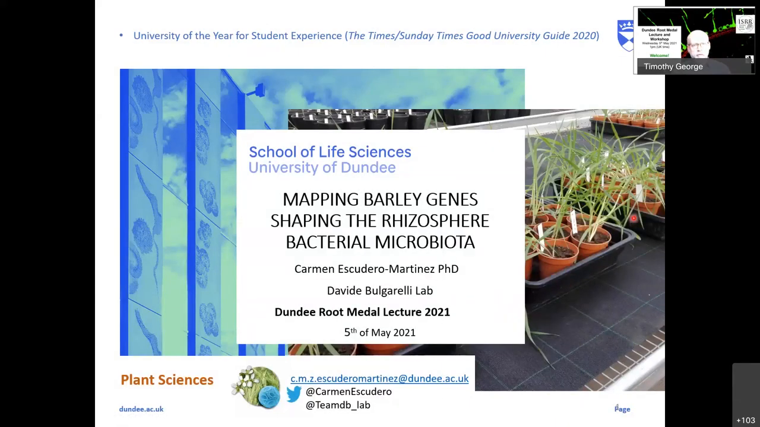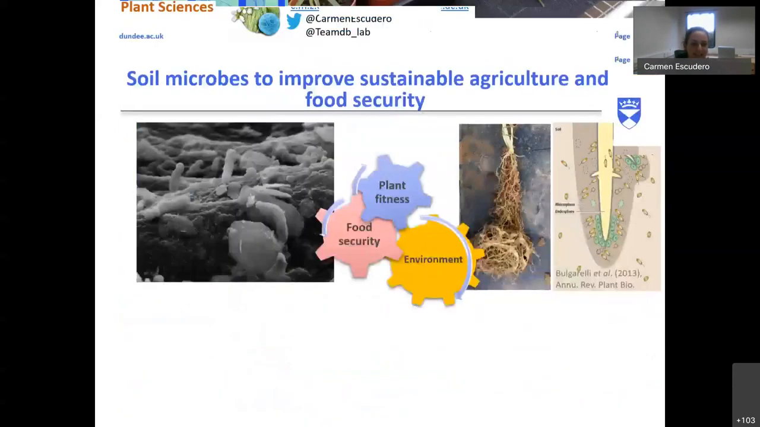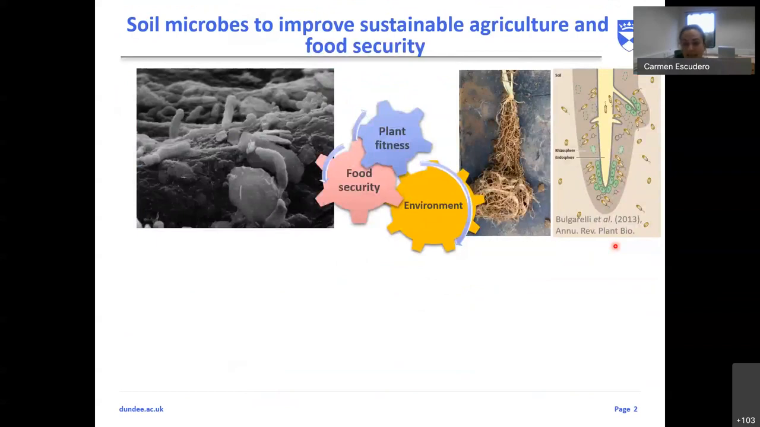Yes, so thank you. Good afternoon, and thank you for the opportunity of presenting this project, Mapping Barley Genes Shaping the Rhizosphere Microbiota. As Tim said, it is really focused on the microbes in the soil. And microbes are essential for food security. If we get to understand how these microbes can enhance the crop fitness, we can use them instead of chemical inputs to contribute to a more sustainable agriculture.